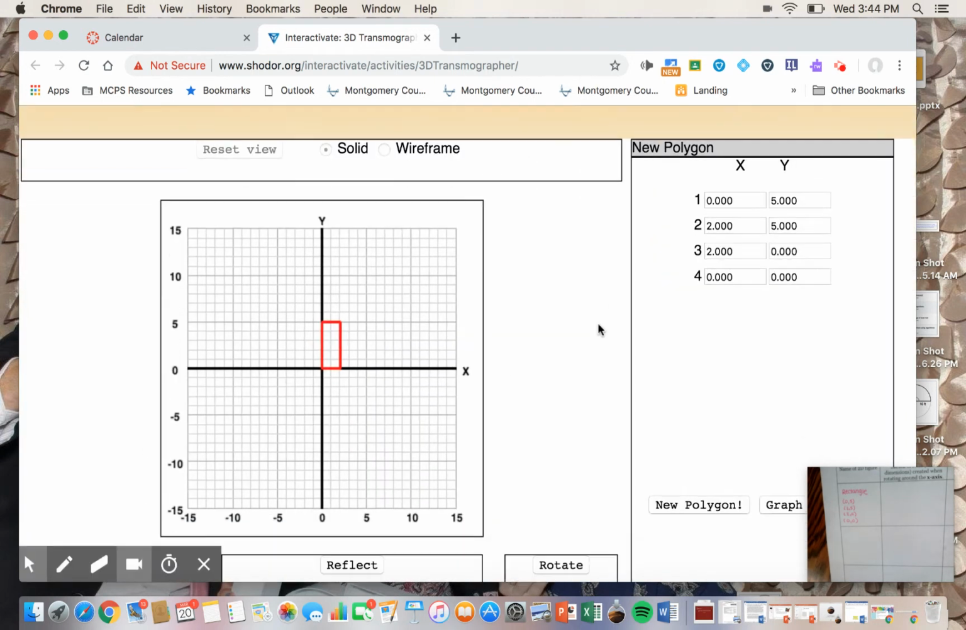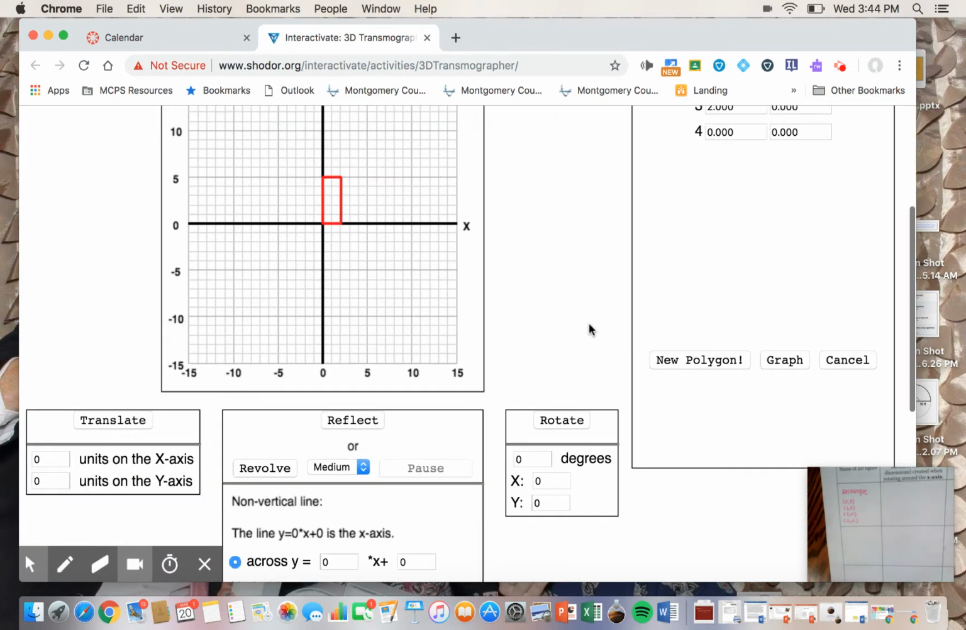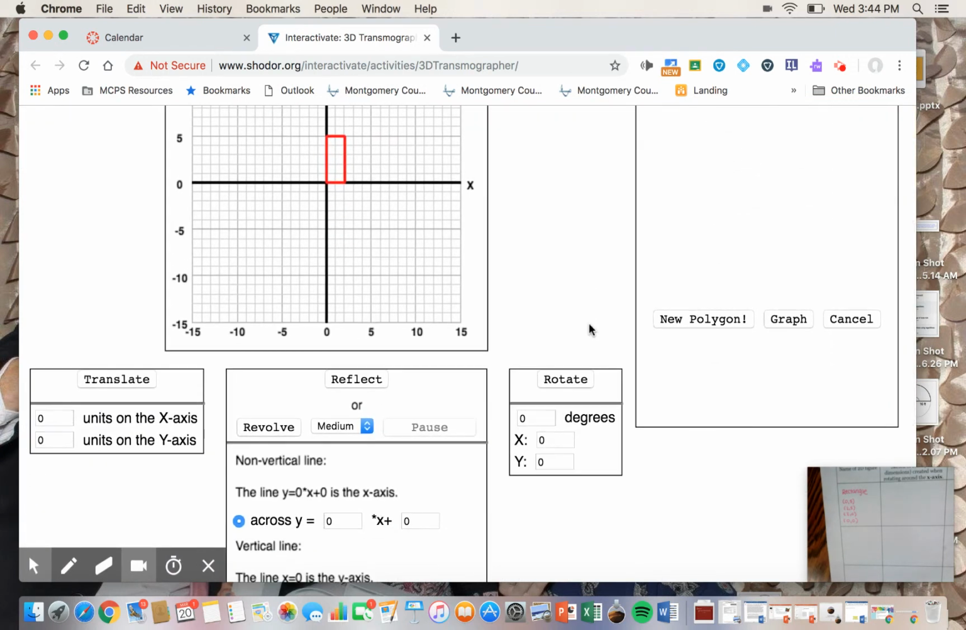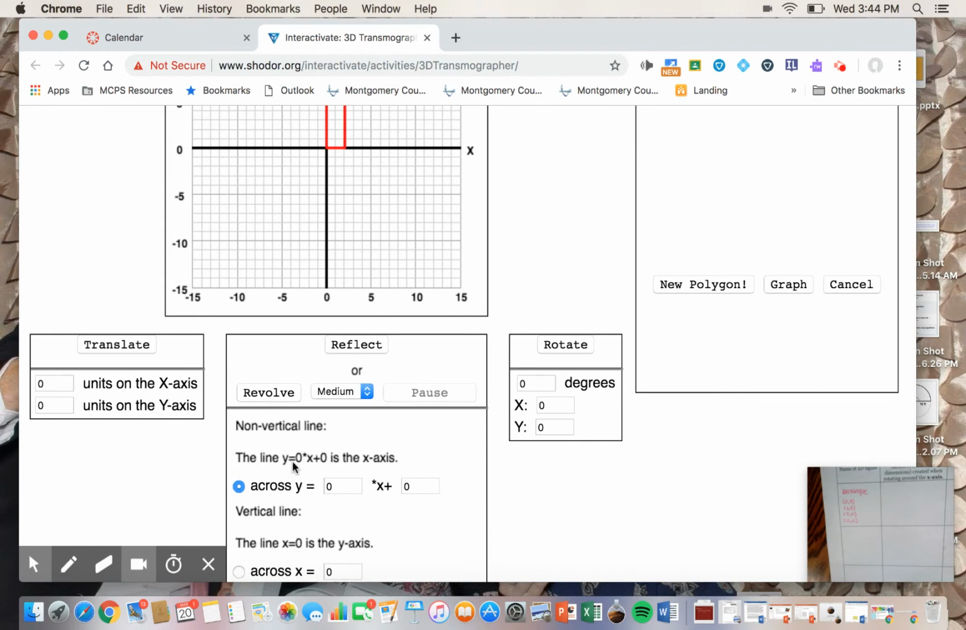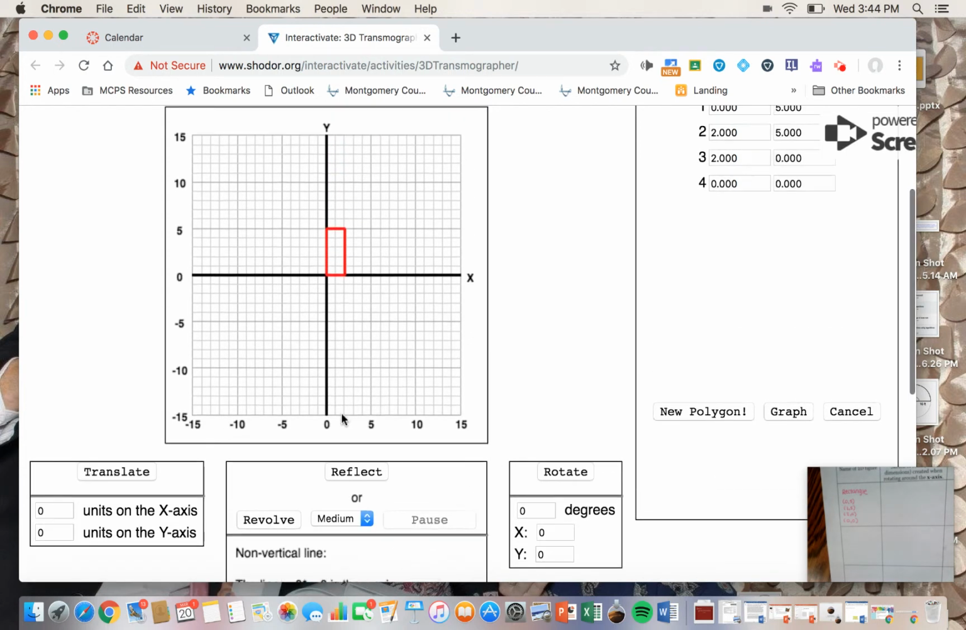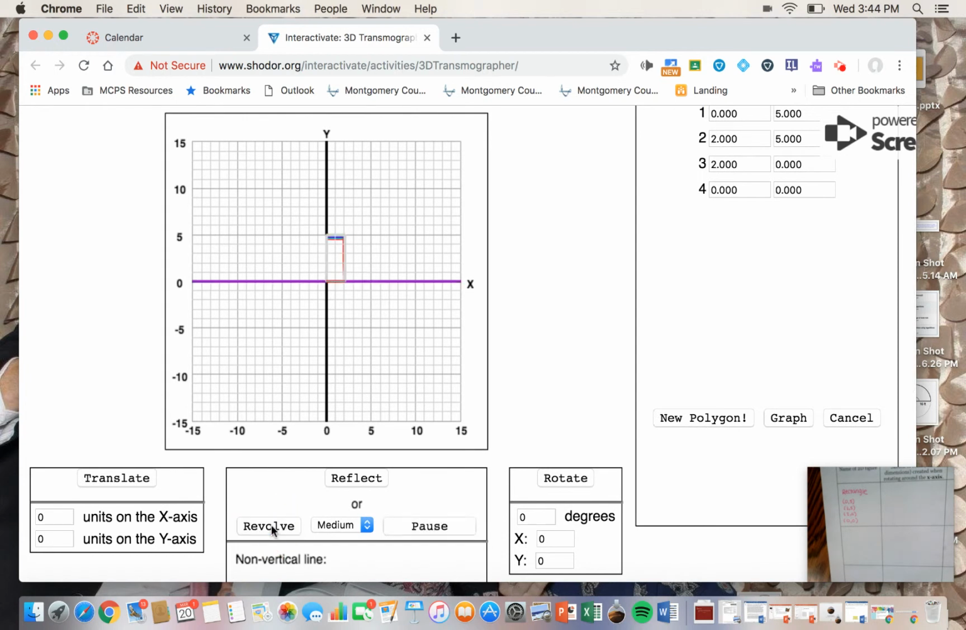I can pick what I want it to revolve around, or rotate around. It says revolve, and the line y equals 0 is the x-axis. On my paper it says to sketch the solid with dimensions created when rotating around the x-axis. So this is your x-axis, and I have it selected. I'm going to scroll up and push revolve, and it's rotating around the x-axis. The purple line is my x-axis.